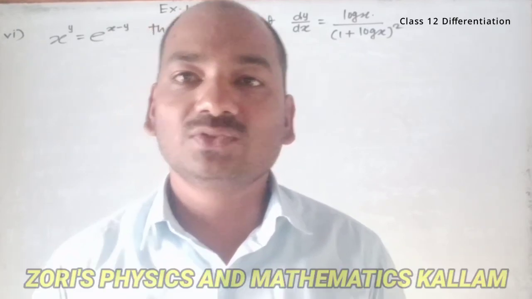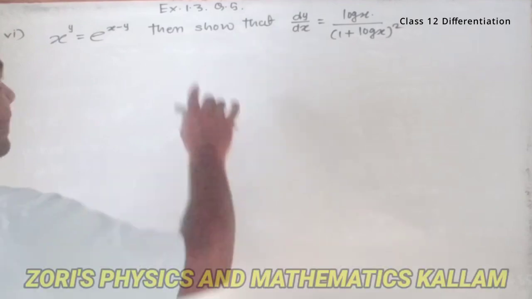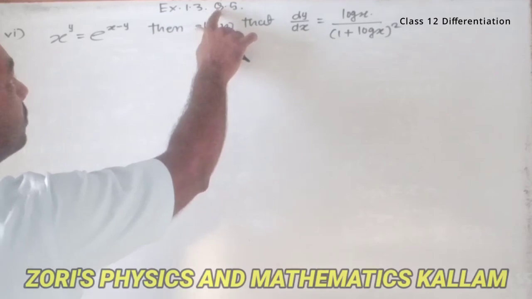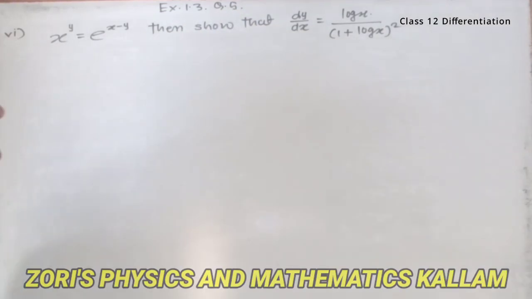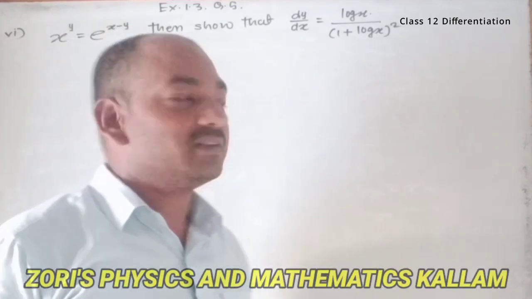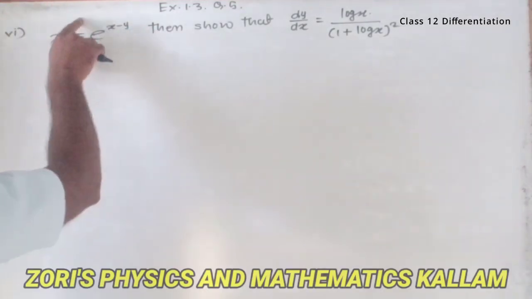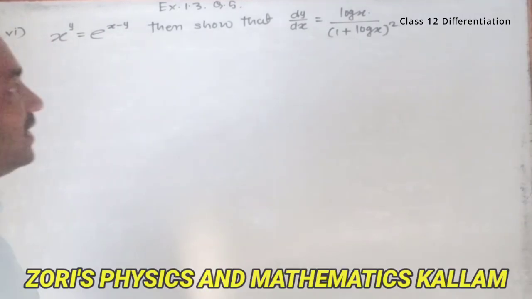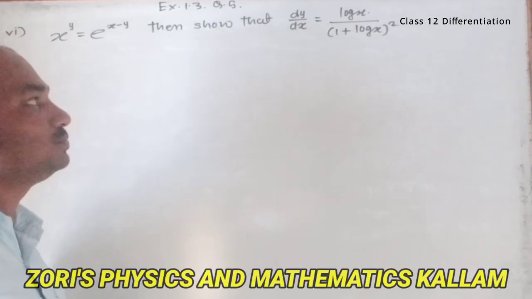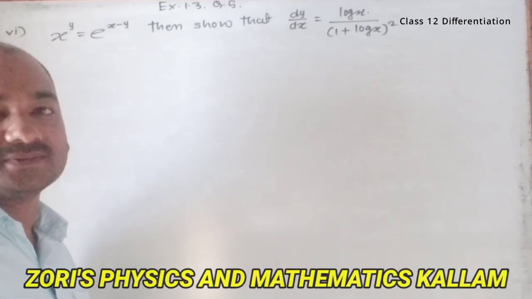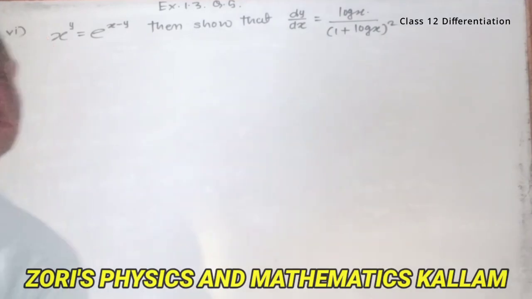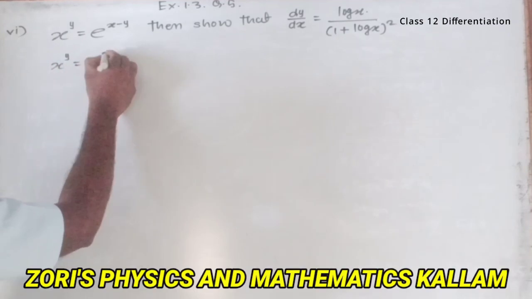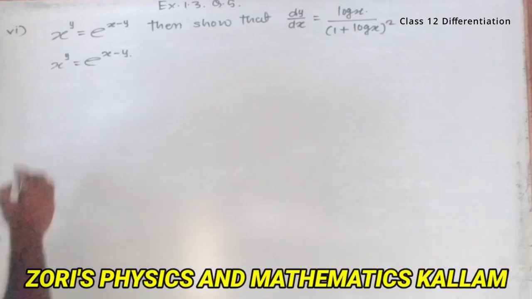Friends, today we are going to see the question from exercise 1.3, question 5, and sub-question 6. In this question, we are given x^y = e^(x−y). Then show that dy/dx = log x / (1 + log x)². So first we write x^y = e^(x−y). This is the given part.